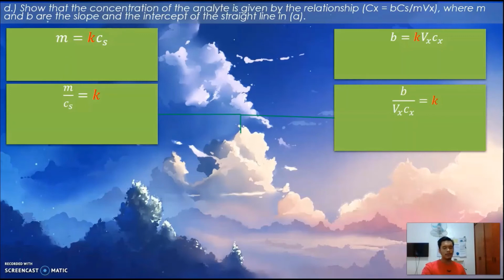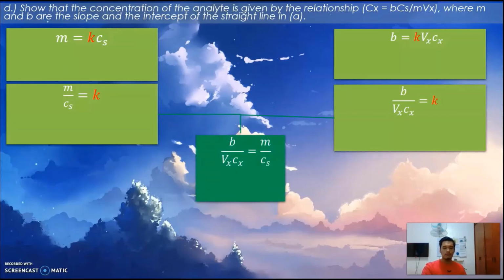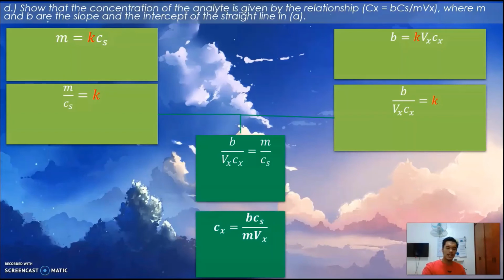So we have K equals M over Cs, and for the B, we have K equals B over Vx Cx. Since they both have the same variable equality, which is K, we can just say that B over Vx Cx equals M over Cs. And we need to find Cx. Let's isolate Cx, and we will have, using algebra, this expression: Cx equals B Cs over M Vx. And what is given? So we needed to prove that the relationship of the unknown concentration equals B Cs over M Vx. And as you can see, it's already proven mathematically.